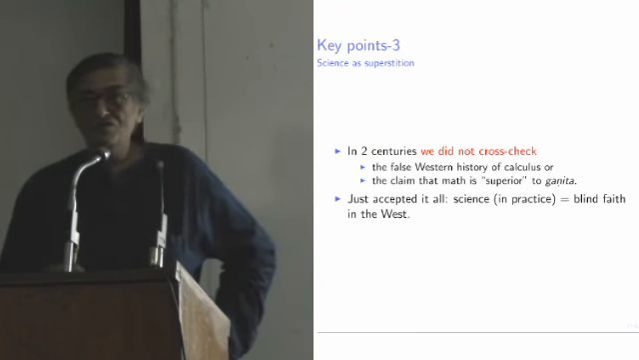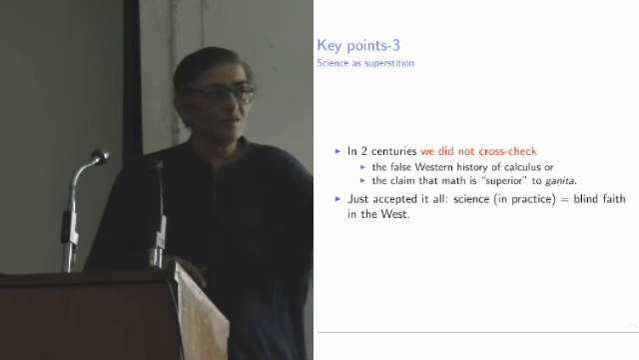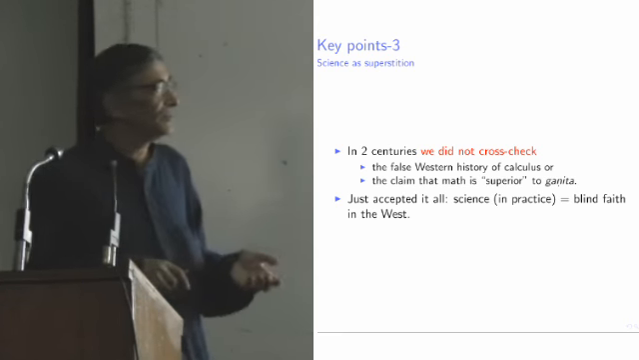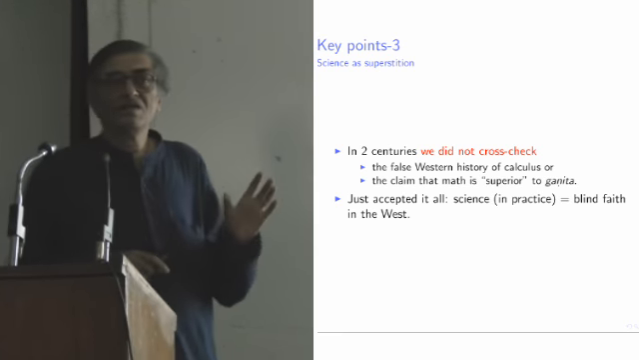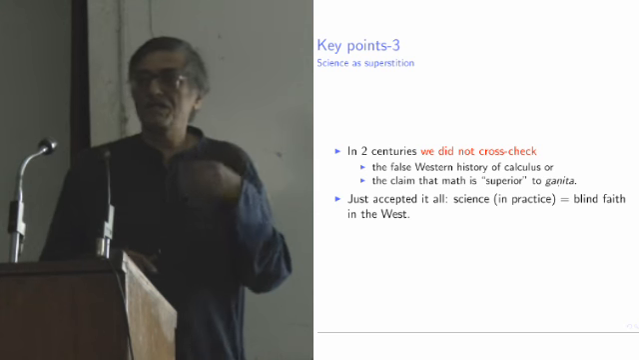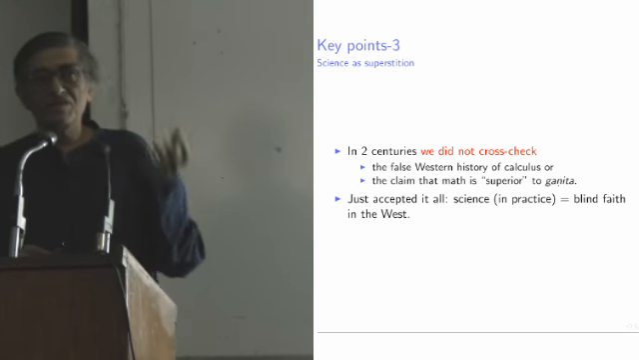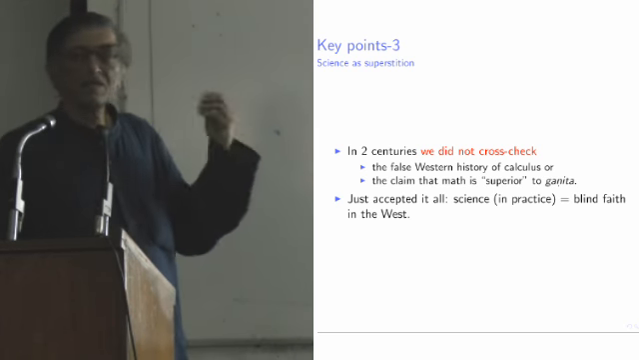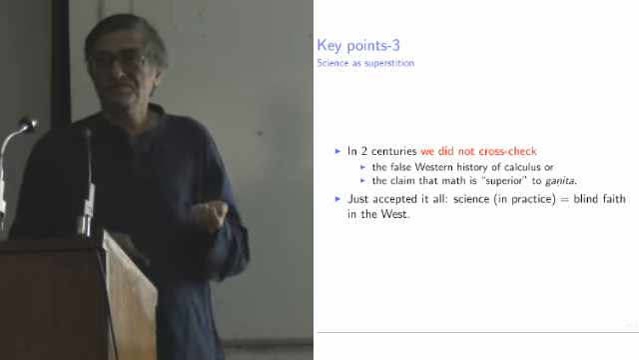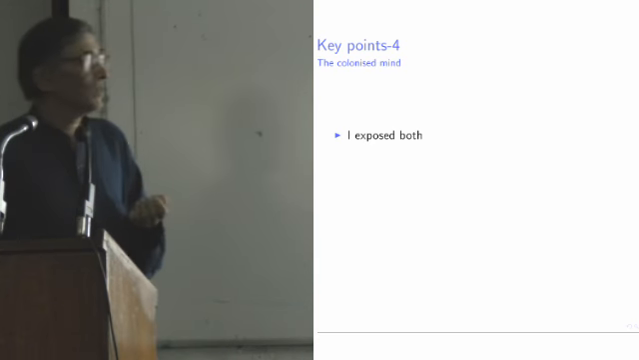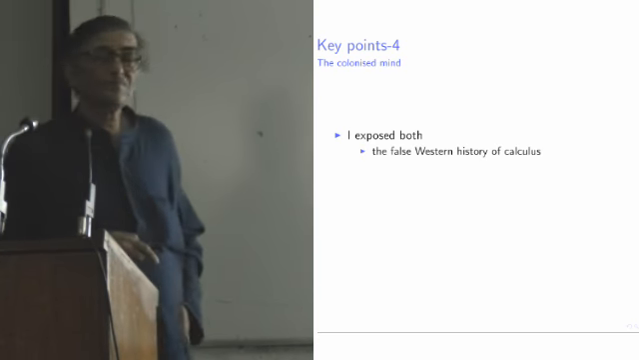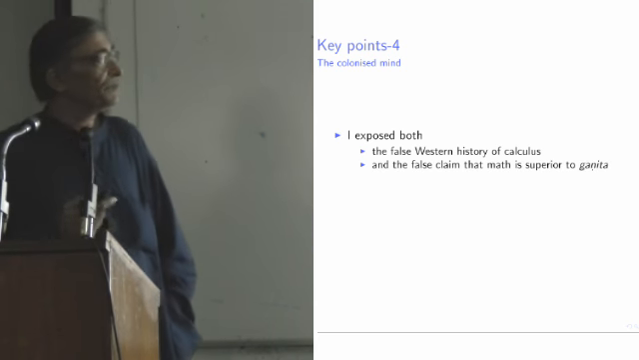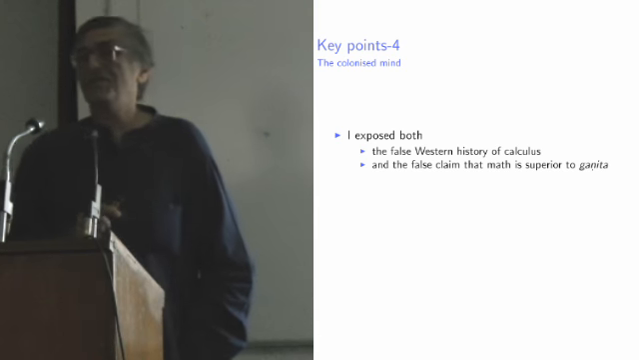Science in practice, what is it you want? You want community opinion, you want impact parameter, you want to publish papers, you want citation index and so on. And so that is all controlled. The community, the dominant elements in the community are Western scientists who have huge amount of funds, and the result is that it becomes blind faith in the West. Unfortunately, I expose both the false history, Western history of calculus, and the false claim that math is superior to Ganit.